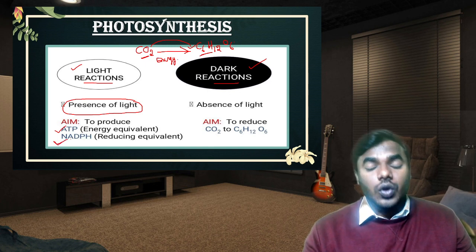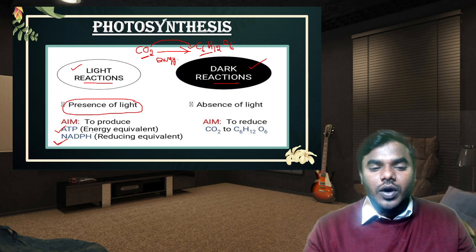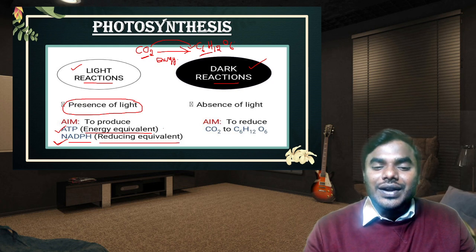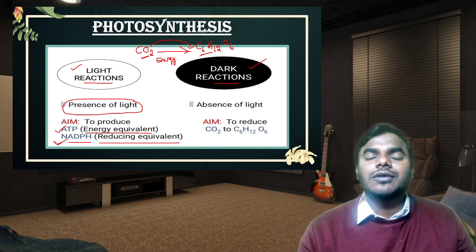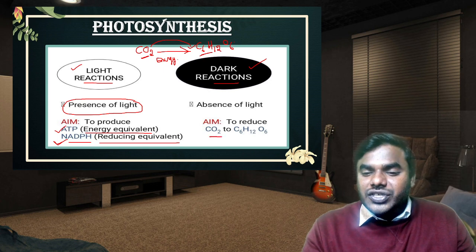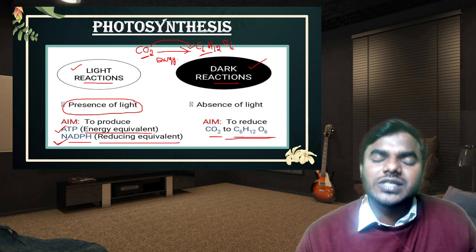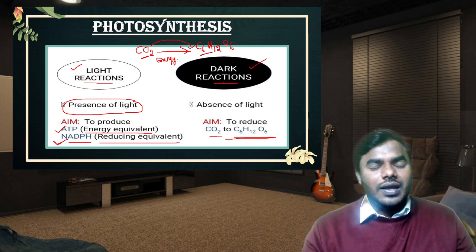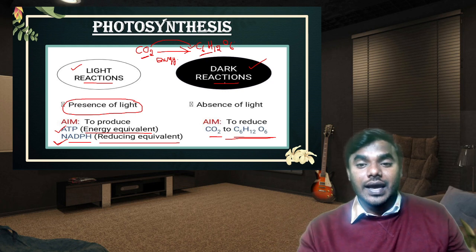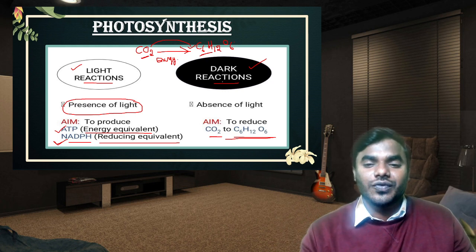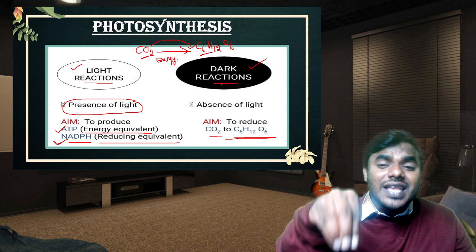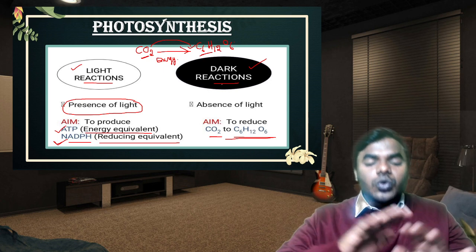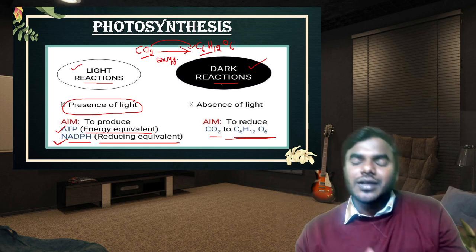We all commonly know, we have read many times, ATP is nothing but the energy equivalent. And my friends, what is NADPH? We all know that NADPH is the reducing equivalent. Then the dark reaction, what I have told you, our ultimate goal is the reduction of carbon into glucose. My friends, please don't get confused. Dark reactions don't mean that they are occurring in the dark. Every student will get confused with it. Dark reactions mean that they do not require light. They are light-independent reactions.